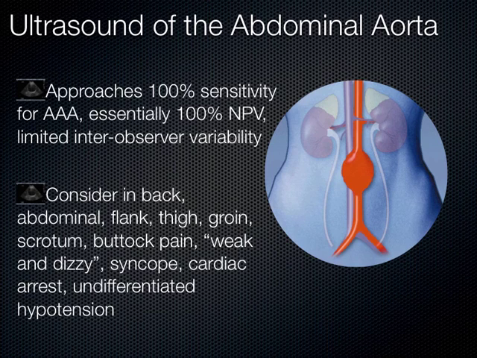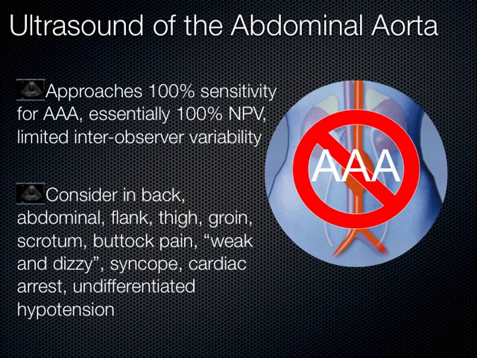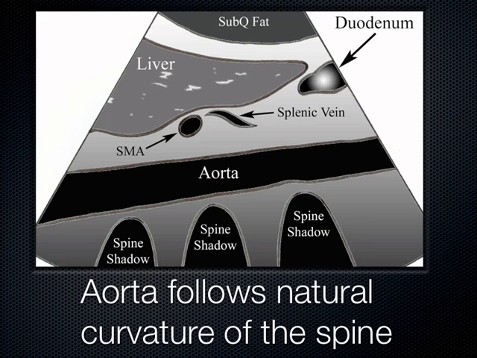Very operator dependent. So anybody could have back pain, flank pain, abdominal pain, thigh pain, groin pain, scrotal pain, buttock pain, or just be weak and dizzy. Syncope means passing out. They could be syncopal. They could be having a cardiac problem. They could be standing right in front of you while you're running a code, doing CPR. Why is this guy hypotensive? So I really think about it in the case of undifferentiated hypotension. So we're going to show you now how to figure out how to rule out an AAA.